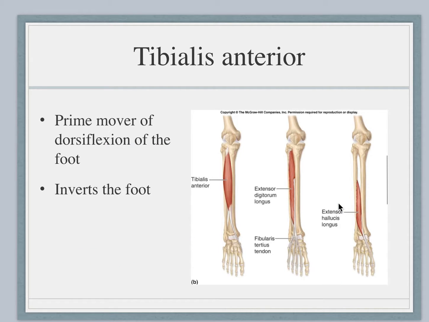The tibialis anterior is the prime mover for dorsiflexion of the foot. Tibialis anterior is located next to the tibia. If you find the tibia, then the muscle right next to the tibia is the tibialis anterior. It's fairly easy to find. It is a dorsiflexor, of course, but it also inverts the foot because of the way that the tendon attaches, to the medial aspect of the ankle. So when it contracts, it's going to cause the medial aspect of that foot to come upward, therefore causing an inversion of the foot.